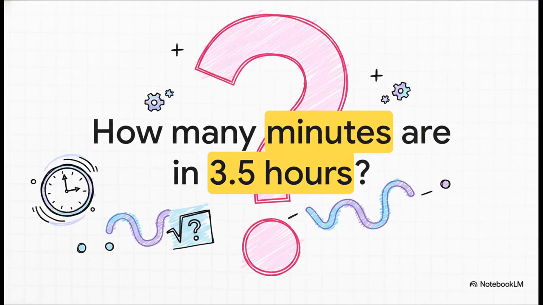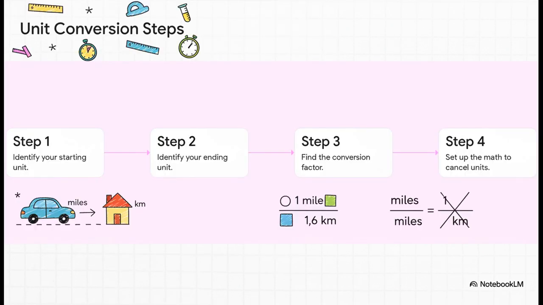Let's take a super simple everyday problem. Your friend says they'll meet you in 3.5 hours. Okay, but how many minutes is that exactly? This is a classic unit conversion, and our number system gives us a foolproof way to figure it out. And there's this super simple 4-step recipe for getting it right every time.